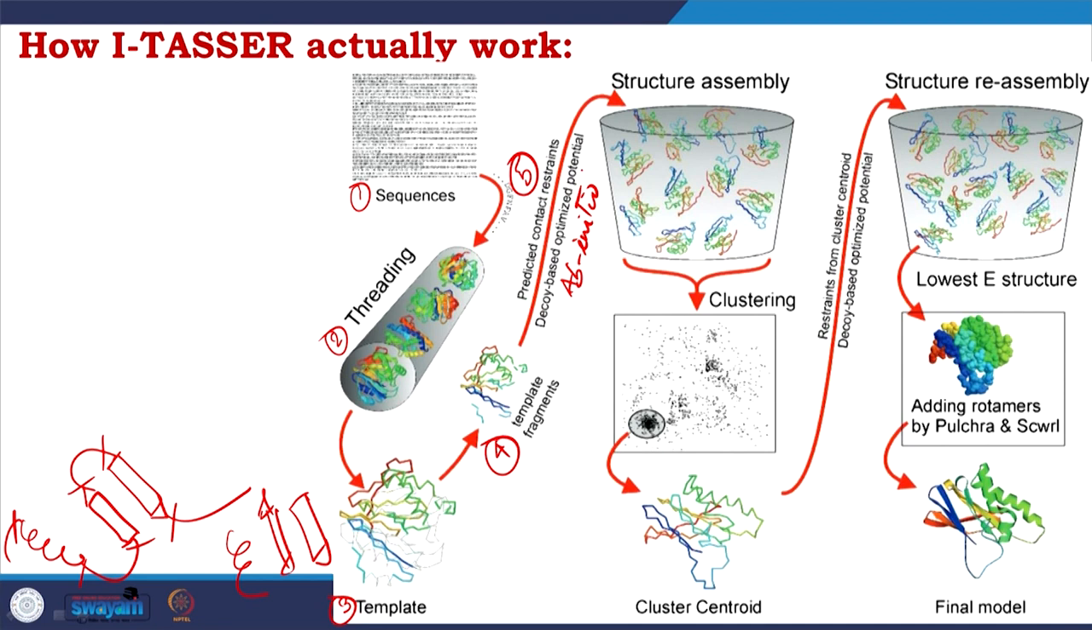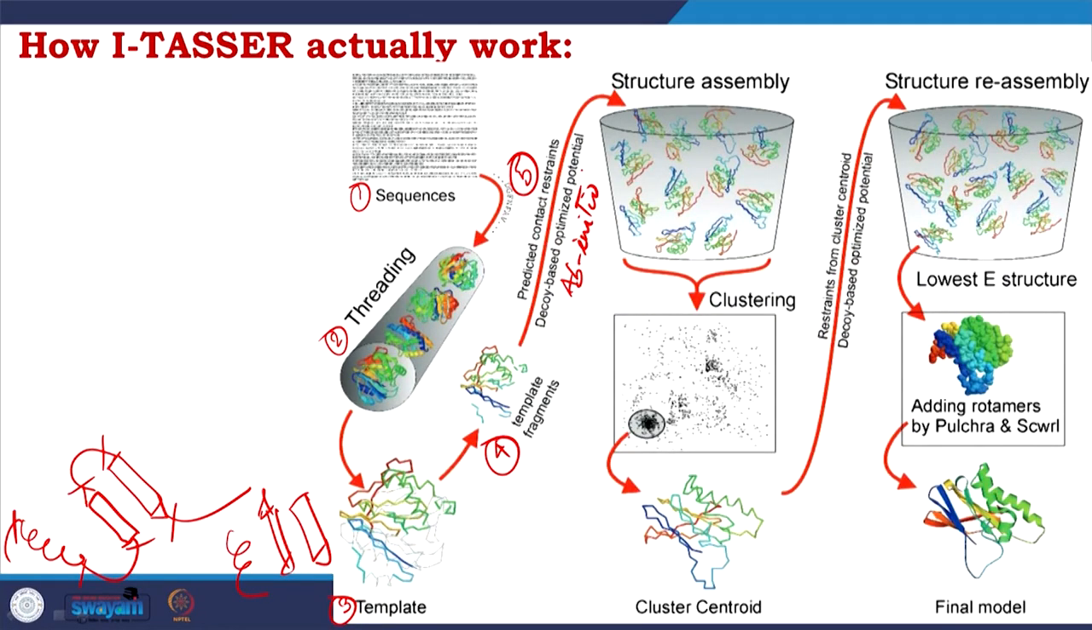How? Remember, in ab initio we have to bring a function. For a function you need a criteria. Our criteria is: we have an alpha helix, we have a beta sheet, and we are connecting them with the possibility that this connection would not create steric hindrance. So, we apply contact restraint to develop decoy based optimized potential. The function is contact restraint predicting decoy based optimized potential.